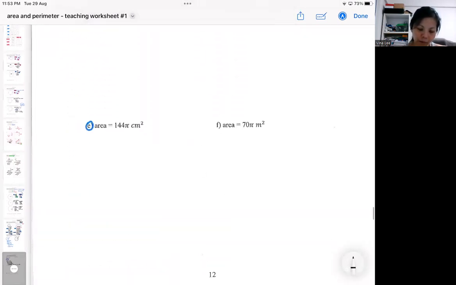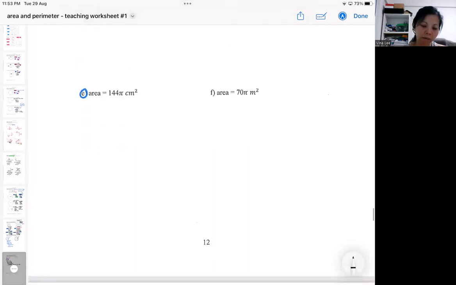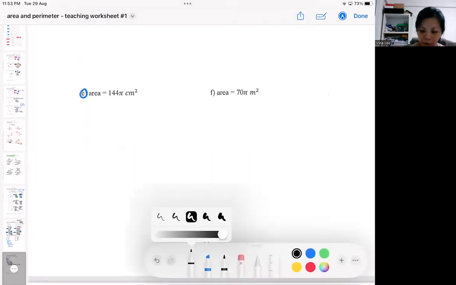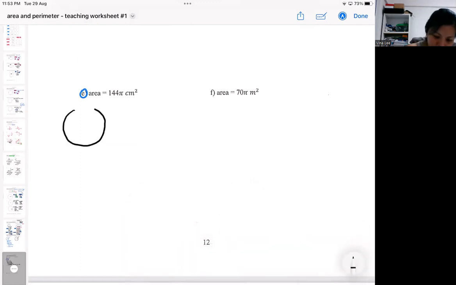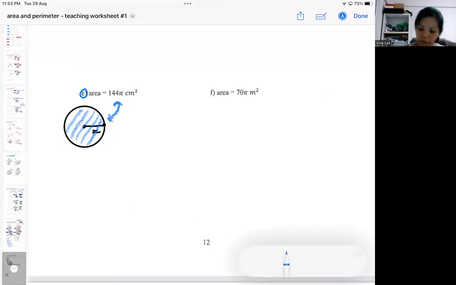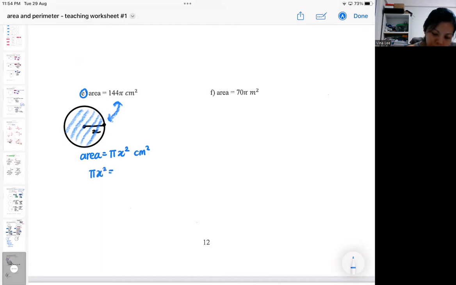What happens when you get 144 pi? The same thing happens. You draw a circle, the radius is x, and this whole area is going to be 144 pi. I'm going to do exactly the same thing. My area is pi r squared, my radius is x, so I let pi x squared be 144 pi.